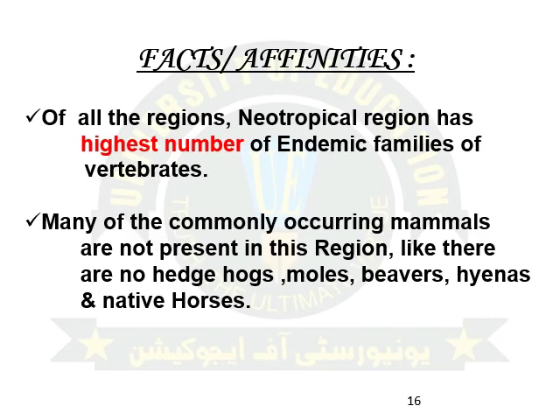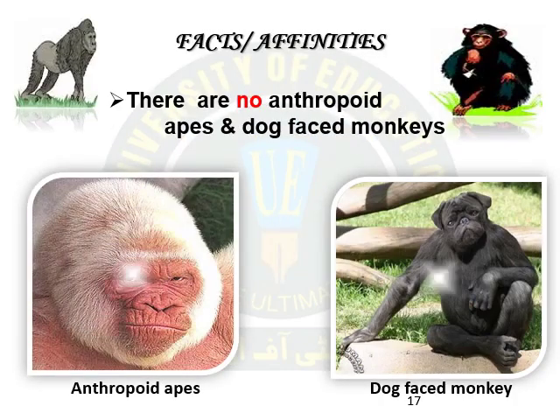Despite this great diversity, many of the commonly occurring mammals are not present in this region, like there are no hedgehogs, no moles, beavers, hyenas and native horses. There are no anthropoid apes and dog-faced monkeys. Anthropoid apes are known as anthropoid because of their similarity with humans.